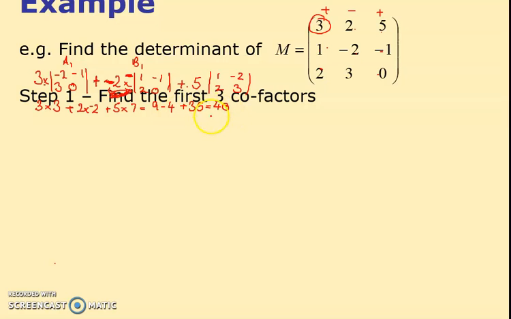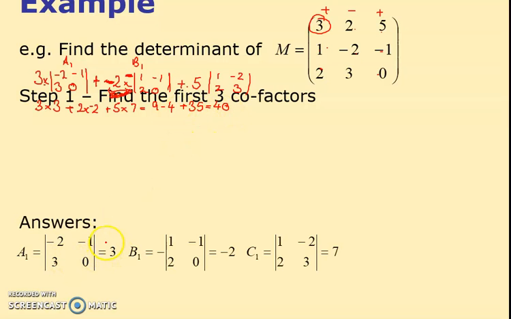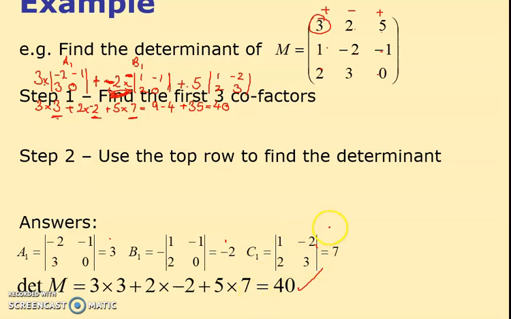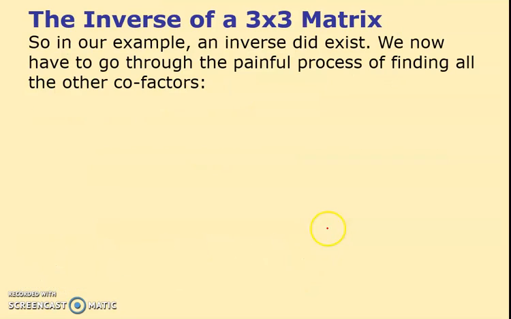So it says, find the first 3 cofactors. Did we get those right? 3, yes. Minus 2, yes. 7, yes. Chuck it into our top row to find the determinant. 40, yes. So hopefully you've seen how to do that, and you'd be able to repeat that.